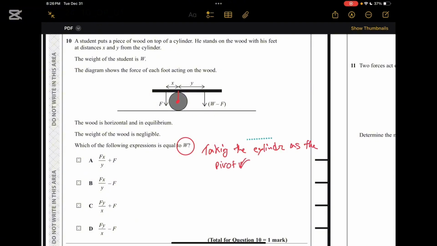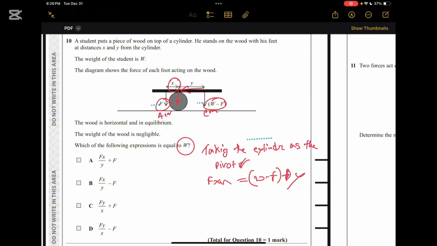Then we know this is our anti-clockwise moment and this is our clockwise moment. So this is going to be force into x. F into x is equal to W minus F, into this perpendicular distance, which is y. W minus F into y.